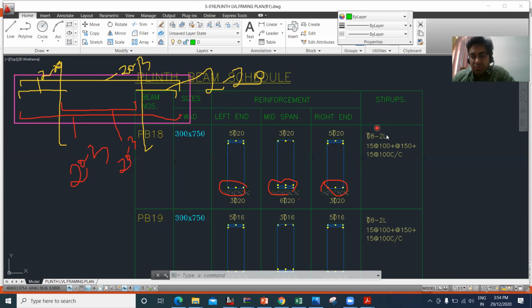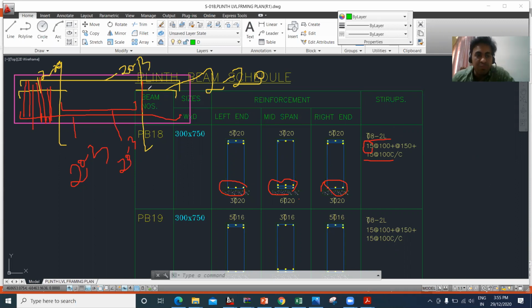Now coming to the stirrup, again it's the same thing. Here we are a bit lucky, because the consultant has given us the count of stirrups. He's telling us that you have to make use of 8 mm bars, two-legged only, and you have to provide 15 stirrups at 100 spacing from the left end. On the right side, you have to provide 15 stirrups of 8 mm two-legged at 100 center to center spacing.